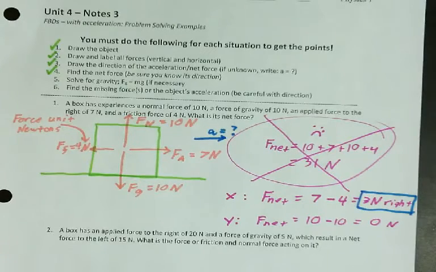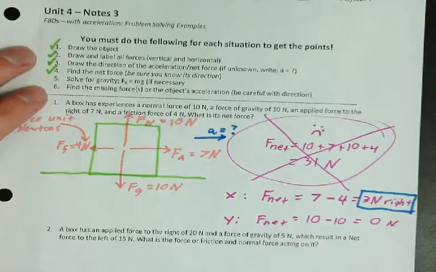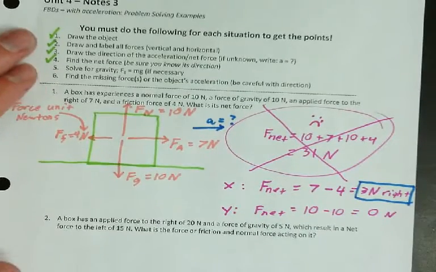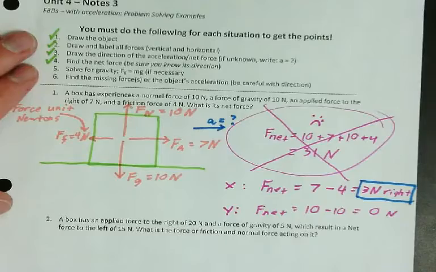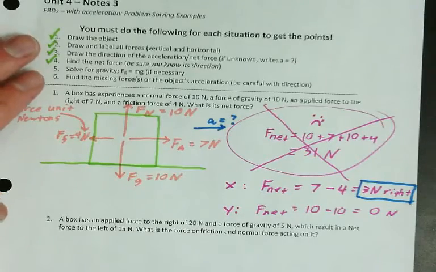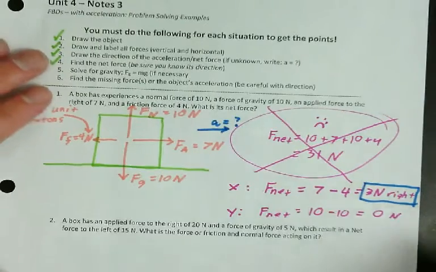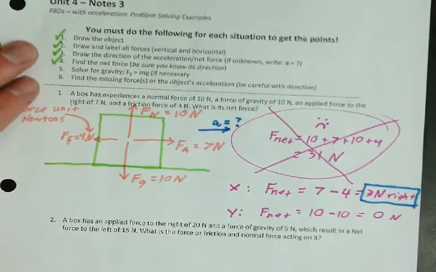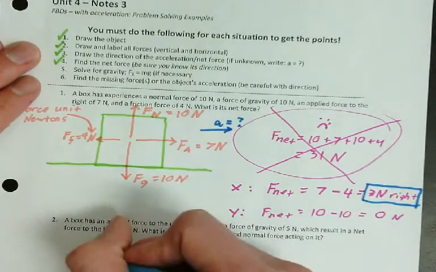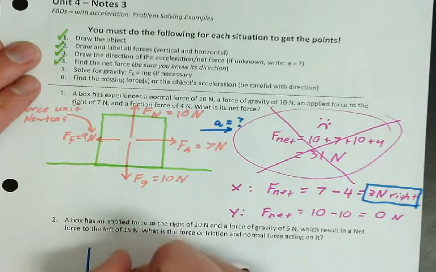All right, let's look at number 2 now. So a box has an applied force to the right of 20 newtons and a force of gravity of 5, which result in a net force to the left of 15. What's the force of friction and the normal force acting on it? So same thing, except this time, I can draw a box easy enough. So here we go. Here's my box.